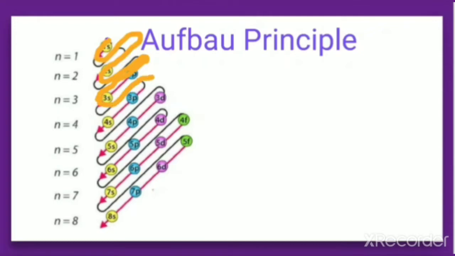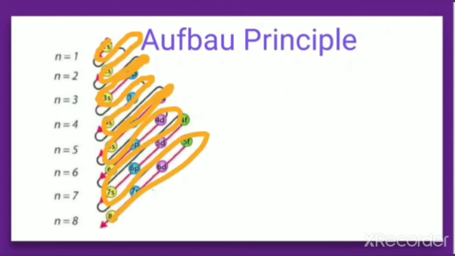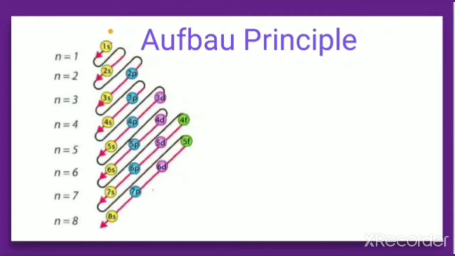You can see how I'm moving the pen here, then 3s. Then after that, it will go to 3p, 4s. Then it will go to 4p, 5s, and so on. So, according to Aufbau principle, first of all, the filling of electrons in the orbitals takes place first in the 1s, then in the 2s, then in 2p, then 3s, then 3p, 4s, and so on. So that means the electron filling first starts with the orbital which has the lowest energy, that is the 1s. Then it will go to 2s, 2p, and so on.